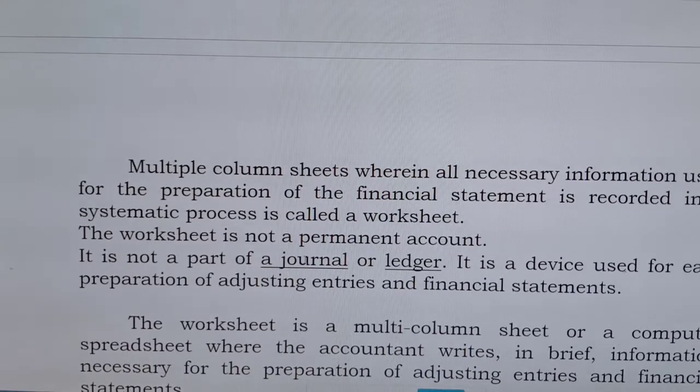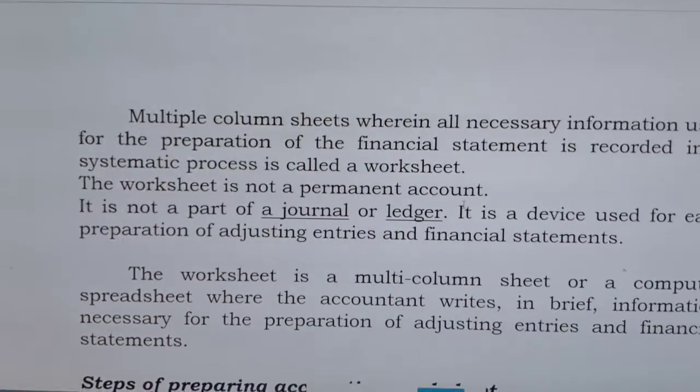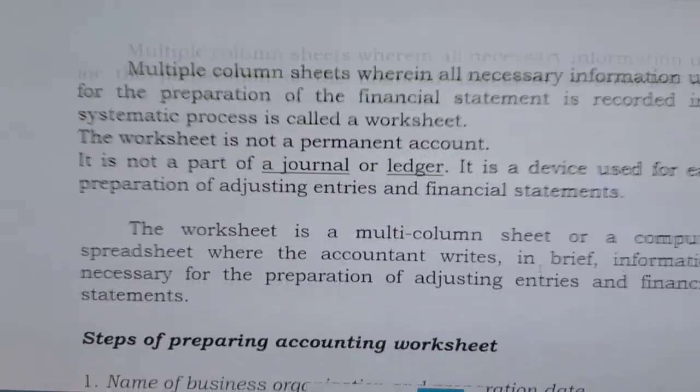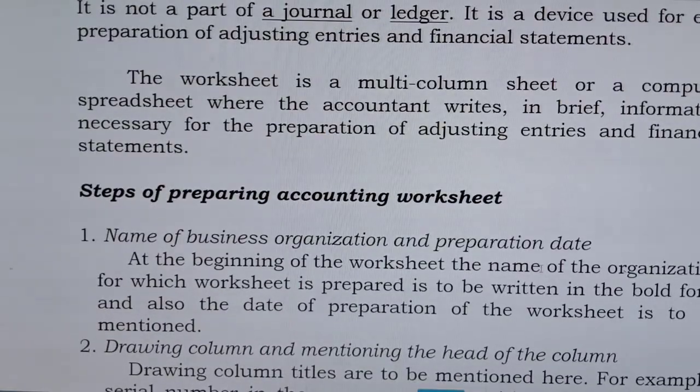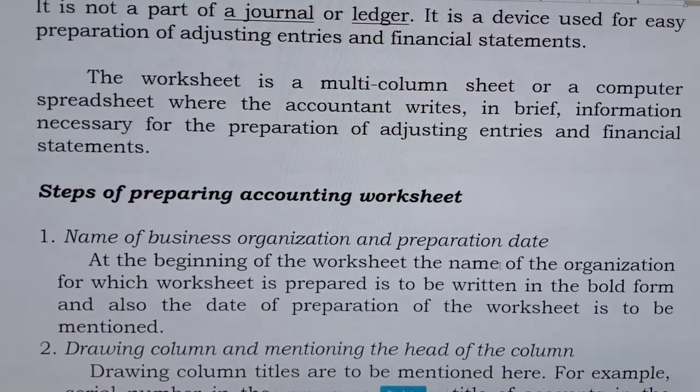So, multiple column sheets wherein all necessary information used for the preparation of financial statements is recorded in a systematic process is called a worksheet. The worksheet is not a permanent account. It is not a part of a journal, hindi rin siya part ng ledger, but it is a device used for easy preparation of adjusting entries and the financial statements. So, the worksheet is a multi-column sheet or a computer spreadsheet where the accountant writes in brief information necessary for the preparation of adjusting entries and financial statements.